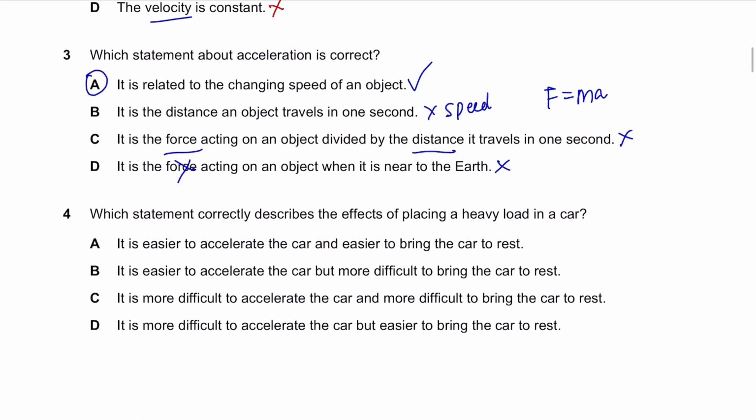Question 4. Which statement correctly describes the effects of placing a heavy load in a car? It is easier to accelerate the car and easier to bring the car to rest. Well, actually, it's the exact opposite of this. Just imagine having more stuff in your school bags. That's going to make you walk slower and it's going to require more energy for you to start moving and stop moving, probably. So it is actually more difficult to accelerate and more difficult to bring the car to rest.